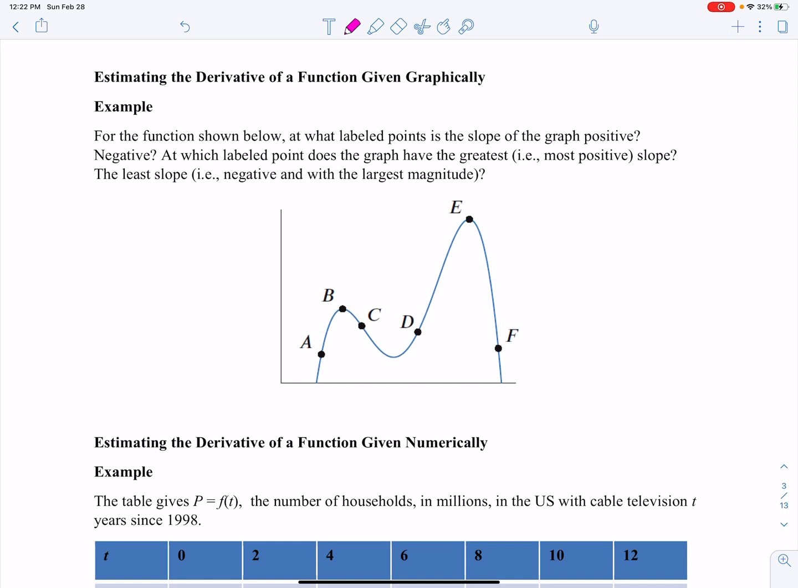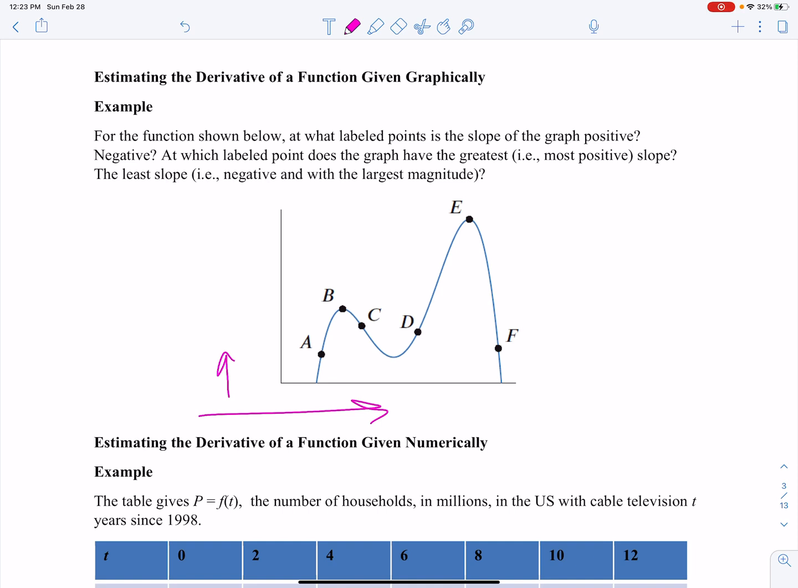All right, so estimating the derivative of a function given graphically, by looking at a graph. So here's an example. For the function below, at what labeled points is the slope of the graph positive? In other words, there are two ways of looking at this. When the slope of the graph is positive, it means the function is increasing. Remember we talked about that term, increasing function? As we go left to right on the x-axis, an increasing function means the y values are getting bigger, right?